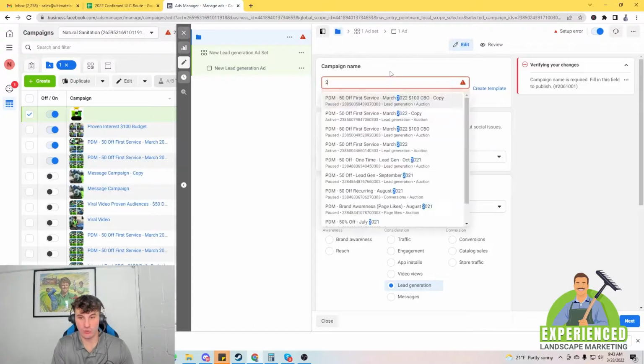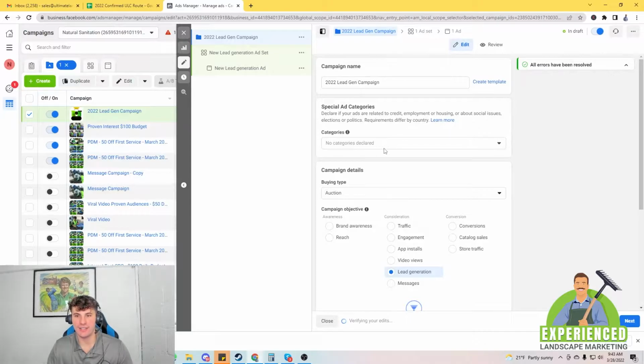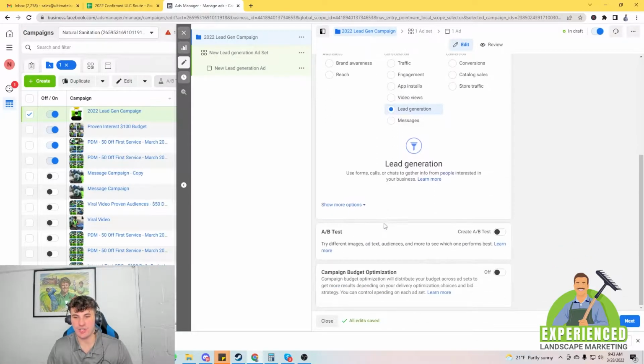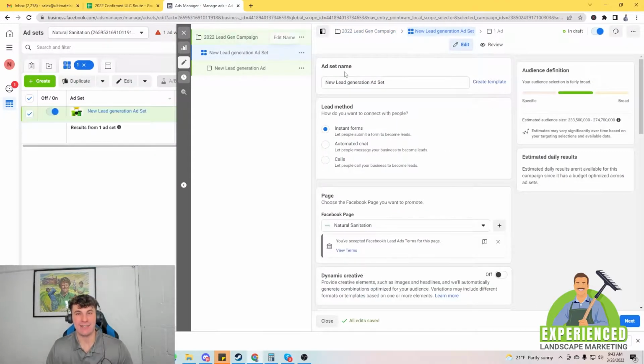Okay, so now this would be, let's say, a 2022 lead gen campaign. All right, there's no special ad categories. It's a lead gen. And then you can put campaign budget optimization if you want. There's pros and cons to this. If I were you, I would most likely do it. Put on campaign budget optimization and make sure that each ad set has at least $5 to spend. So what that means is if you have 5 ad sets, your campaign budget for the day should be at least $25 because that ensures each ad set has $5 to spend.